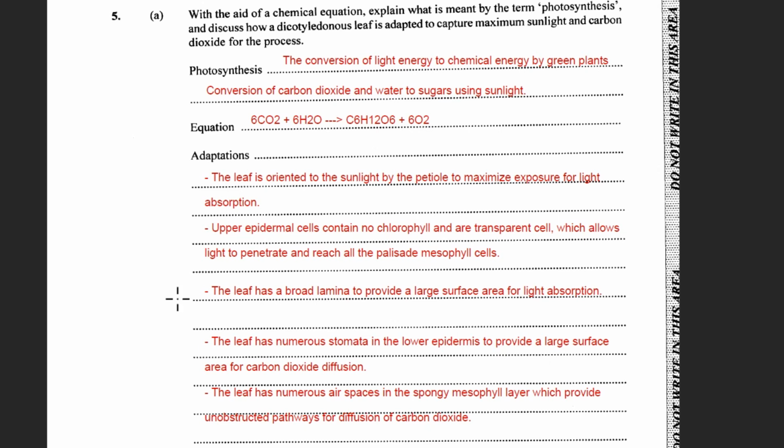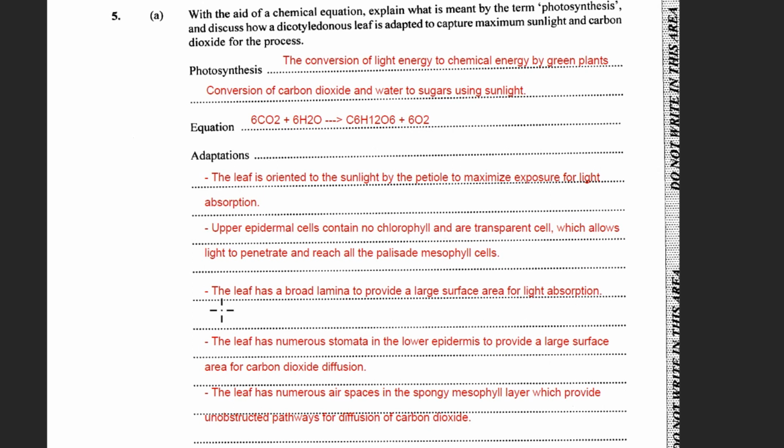So first, let's start with the ones with sunlight. So I have 3 here. The leaf is oriented to the sunlight by the petiole to maximize exposure for light absorption. Basically, the leaf undergoes slightly phototropic movements to bend the leaf towards the light. The upper epidermal cells of the leaf contain no chlorophyll, and they are transparent cells. And these basically allow light to penetrate and reach the palisade mesophyll cells. Imagine like you have a nice glass ceiling above.